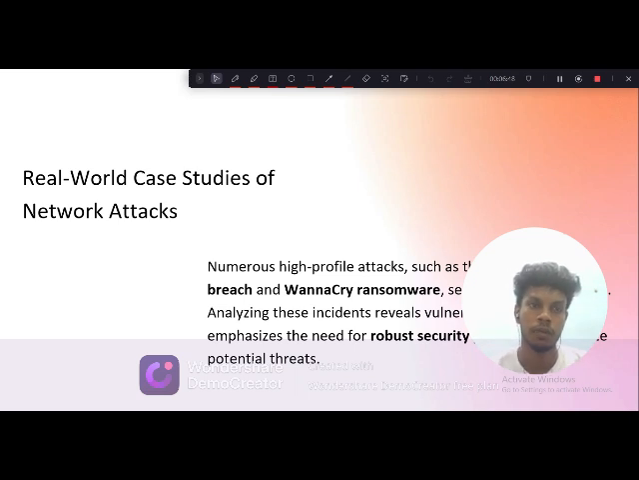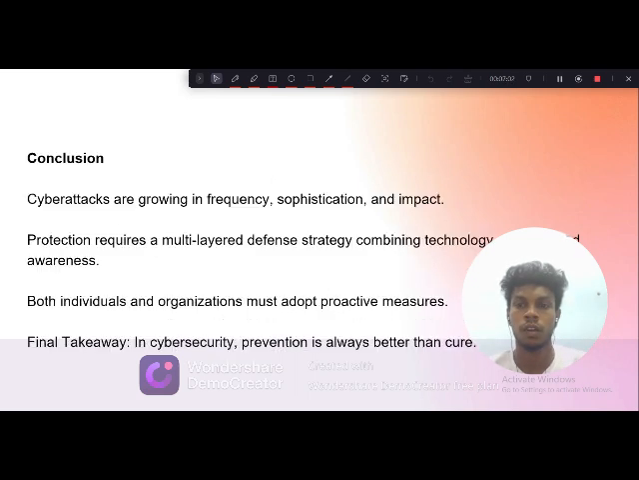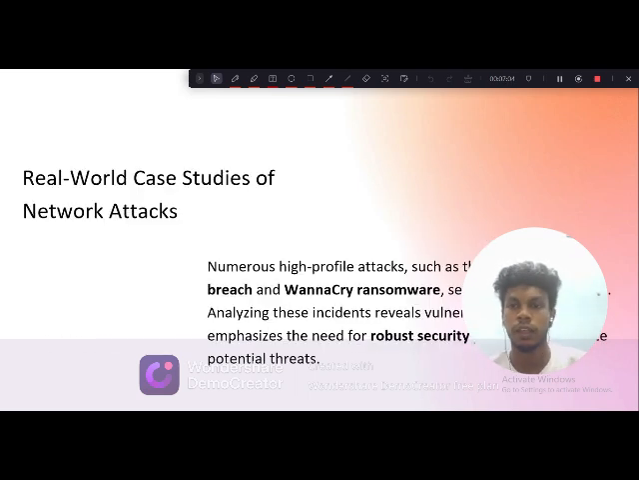The real world examples we have seen are real world case studies of network attacks. There are numerous high profile attacks that have happened, such as the Equifax data breach and WannaCry ransomware, which serve as cautionary tales. Analyzing these incidents reveals vulnerabilities and emphasizes the need for robust security practices to mitigate potential threats.